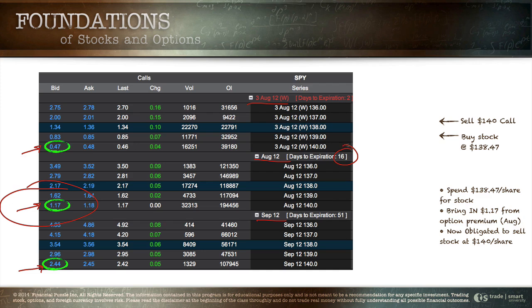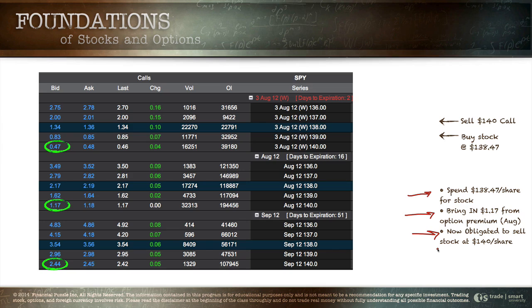By the way, that's about 2 weeks to expiration. Somebody asked how far to expiration. Well, this one was about 2 weeks out. So we spent $138.47 per share for the stock, and we bring in $1.17 from the option premium. Now we are obligated to sell the stock for $140. Are you tracking with me?